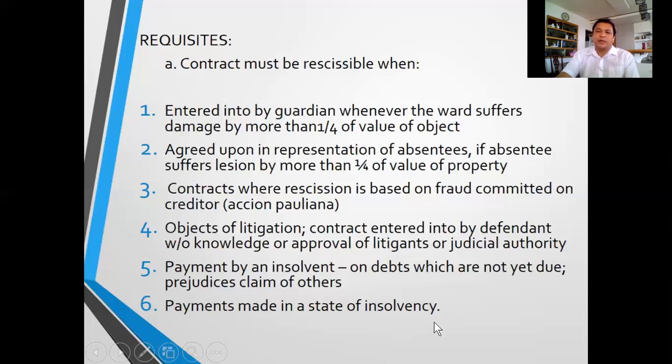And creditors are prevented from collecting from the insolvent person. So if that insolvent person made his payment, that could be an erroneous payment. So it can be rescinded.